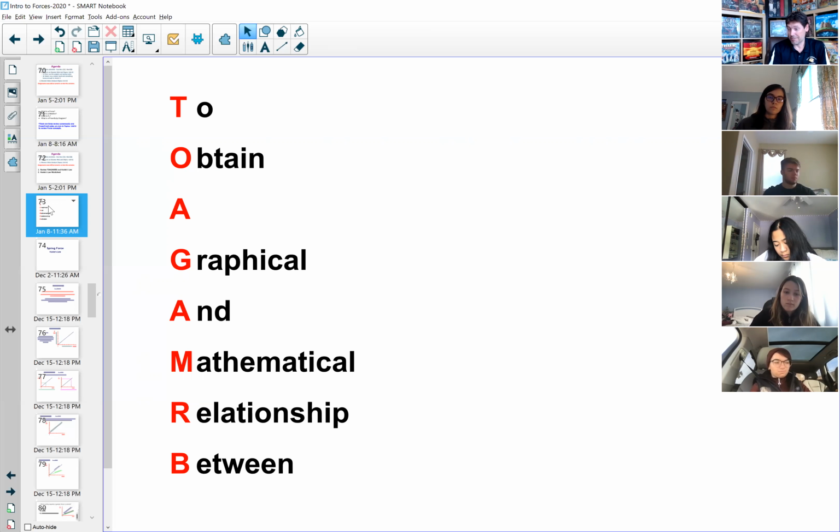Come up with a procedure. If you were trying to prove Hooke's law in the laboratory, how would you do it? What would you use? What would you measure? What would you graph? How would you obtain a graphical and mathematical relationship between the elements of Hooke's law? So we'll review it first, then we'll put you in groups and have you see if you can come up with a procedure, because that's what you would have to do on the exam.